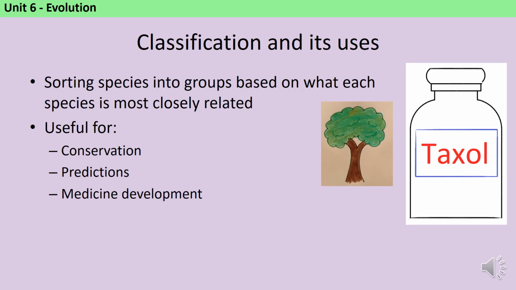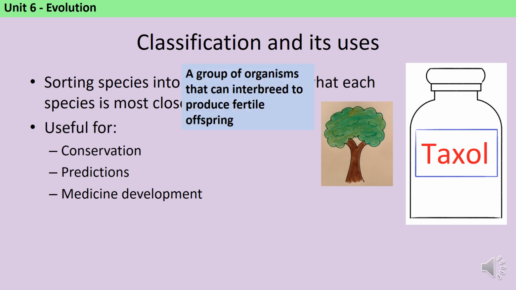Classification is the process of using similarities and differences to put species into groups based on what each species is most closely related to. And for the purposes of GCSE biology, we're going to say that a species is a group of organisms that can interbreed to produce fertile offspring, what we call the biological species concept.